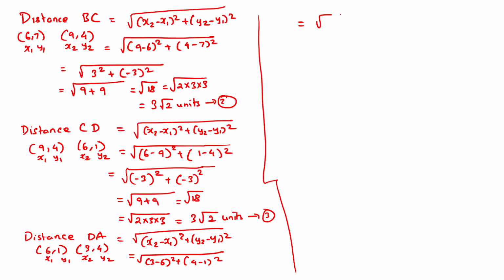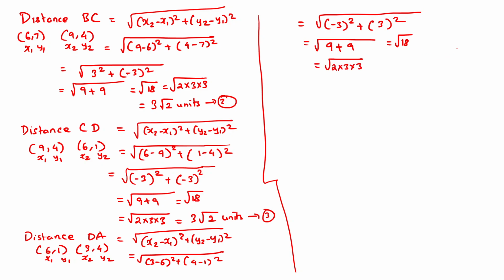So nothing but root of 3 minus 6 is minus 3 whole square plus 4 minus 1 is 3 square. So minus 3 whole square is also 9 and 3 square is also 9. Nothing but root 18. Again root 18 can be written as 2 into 3 into 3.